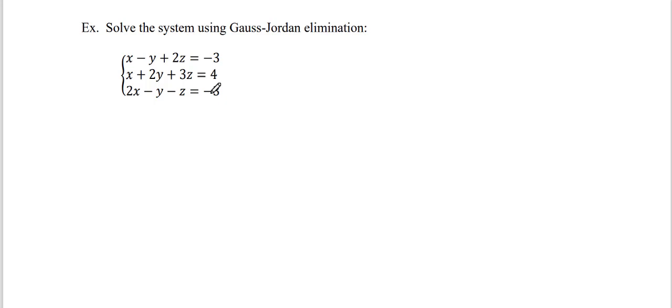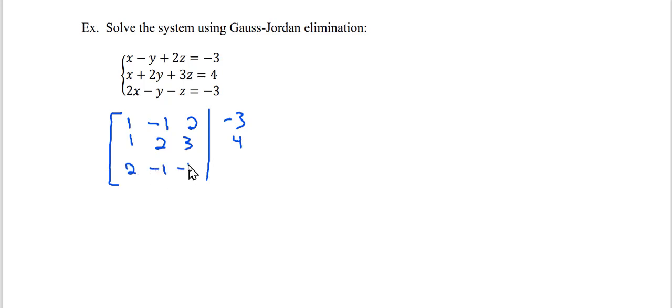Okay, we're stepping it up to 3 variables. The process is still the same. We write our augmented matrix. 1, negative 1, 2, negative 3, 1, 2, 3, 4, 2, negative 1, negative 1, negative 3. Good news is we already have a 1 in the top left corner, so we can just leave that. The next step would be to get a 0 in place of this 1 and in place of this 2.